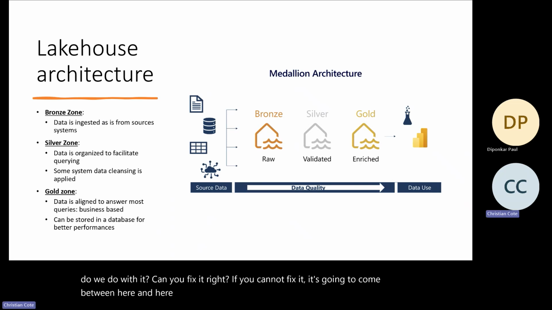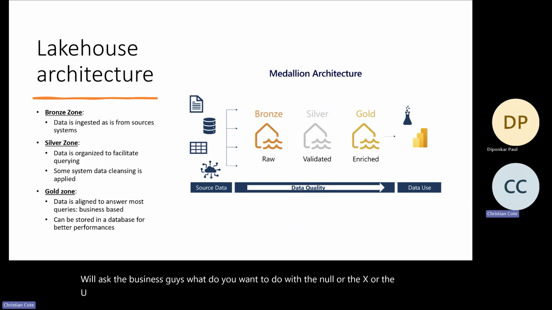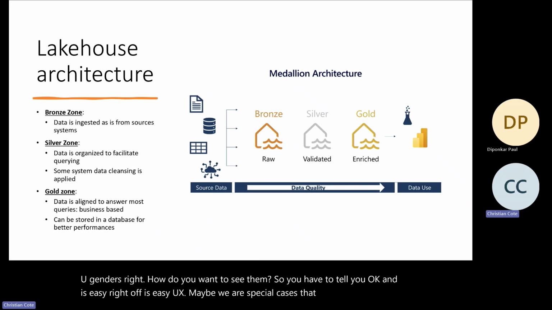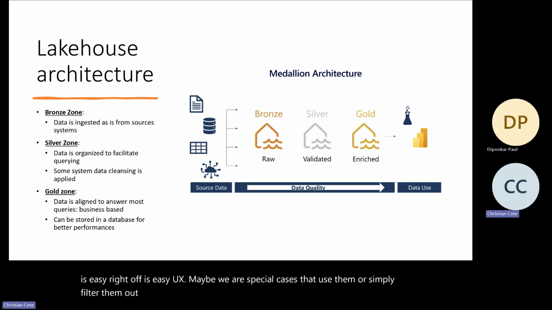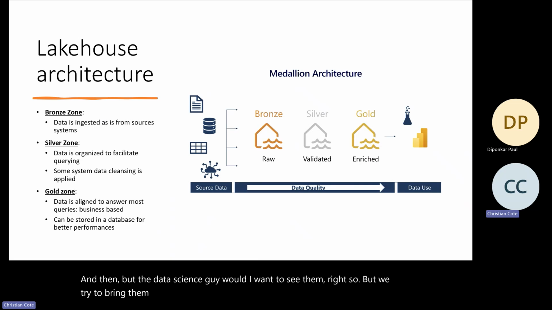If you cannot fix it, it's going to come between here and here. So what will happen? We'll ask the business, guys, what do you want to do with the null or the X or the U genders, right? How do you want to see them? So they're going to tell you, okay, M is easy, F is easy. U, X, maybe we have special cases that use them, or simply filter them out. But the data science guy will tell you, no, I want to see them, right? So maybe we'll bring them with a special flag or something like that, that we're going to filter on Power BI reports. But you would like to do the data science as much as possible on top of the gold.